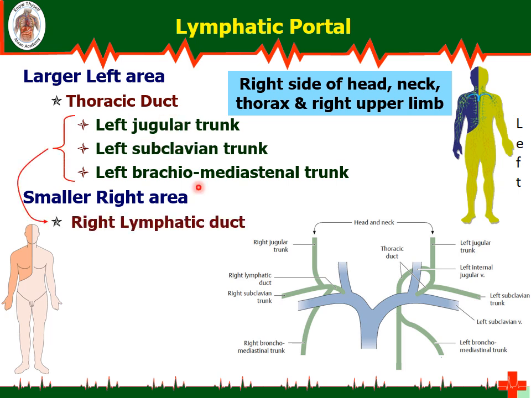Similar larger trunks are there on the right side, and these open into the right lymphatic duct. The right lymphatic duct is ultimately formed by all these three. You see, this is the right jugular trunk carrying from above, this is the right subclavian carrying from the upper limb, and this is from the thorax and part of the limb, opening into and making a larger duct that is known as the right lymphatic duct.